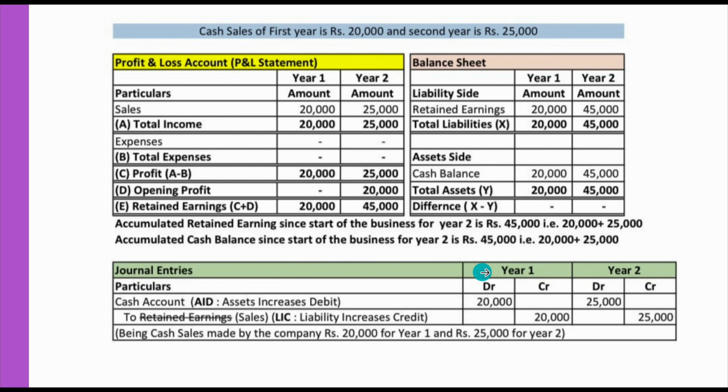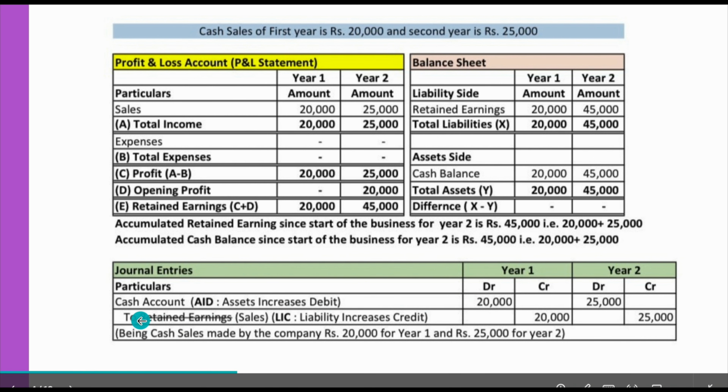Now let us pass necessary journal entries. So cash account is increasing in the year 1 by 20,000. So based on the rule of AID, that is assets increases debit, cash account will be debited by rupees 20,000. Retained earning on balance sheet liability side is also increasing by rupees 20,000. So retained earning will be credited by rupees 20,000. However, whenever retained earning is affected, you will write the word sales here, because sales is a transaction due to which retained earning is increasing. So LIC, so liability increases credit rupees 20,000.